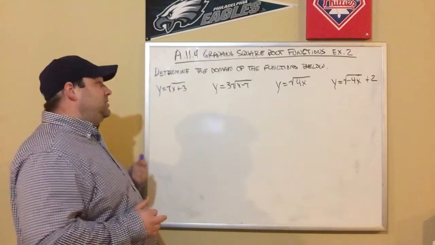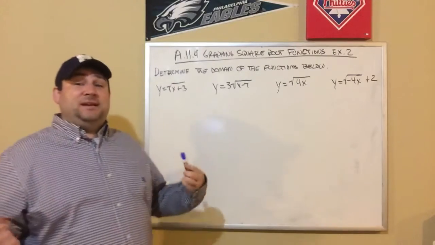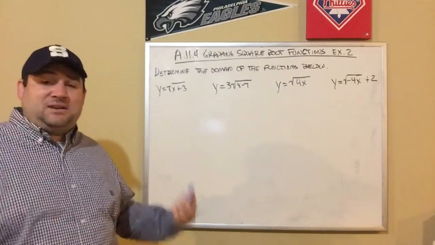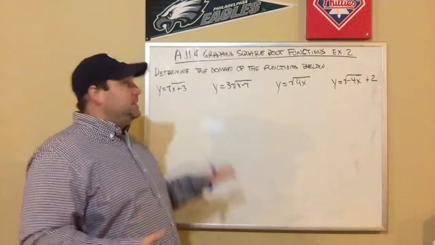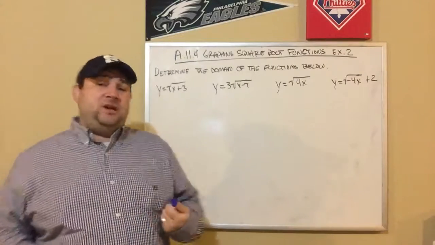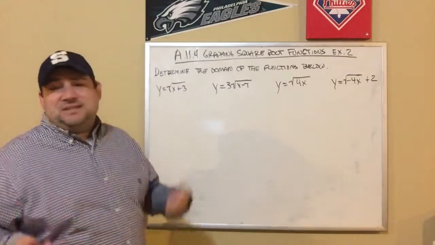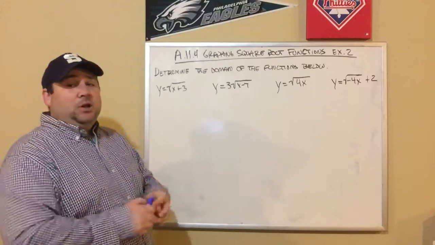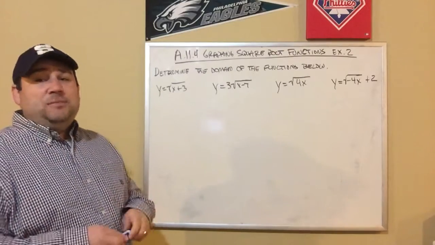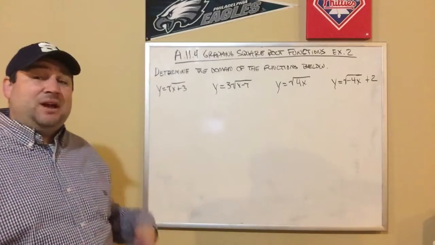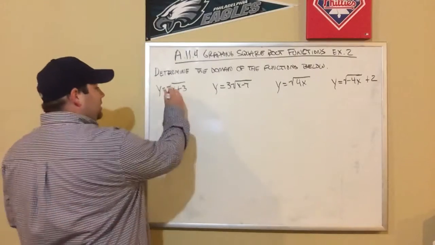So to determine the domain, let's remind ourselves what domain is. Domain is all of the x coordinates. So basically we're figuring out what are all of the possible x coordinates that we can plug into these equations. To do this, it's actually pretty straightforward. What you do is you take what's under the square root symbol and you make it greater than or equal to 0, and then you solve that inequality.